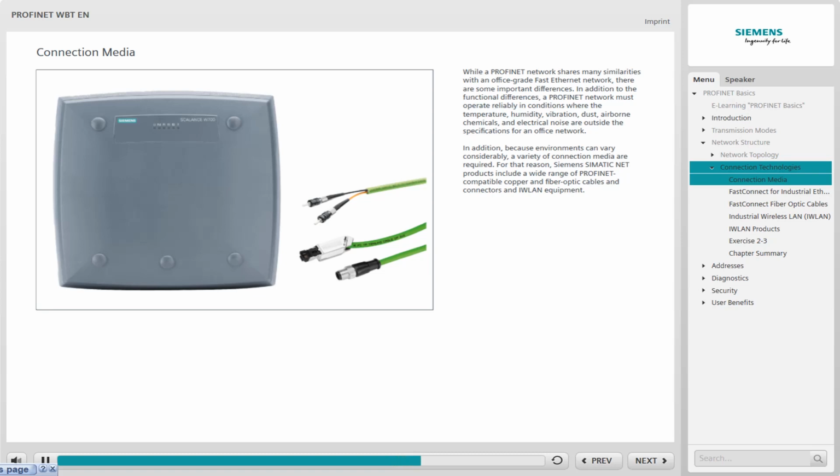For that reason, Siemens SIMATIC NET products include a wide range of PROFINET-compatible copper and fiber optic cables and connectors and industrial wireless local area network (IWLAN) equipment.